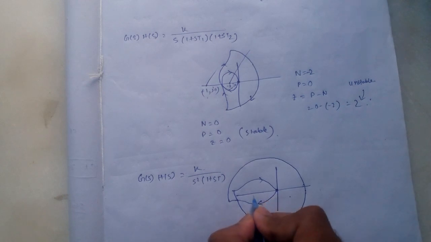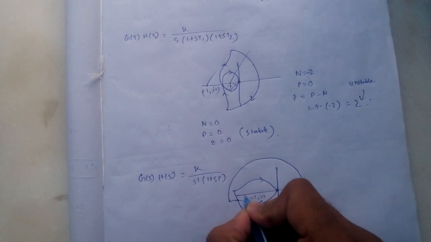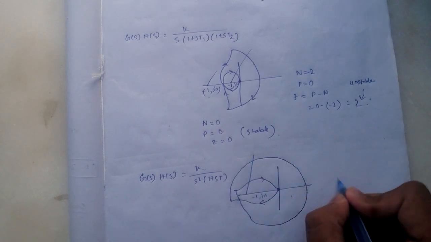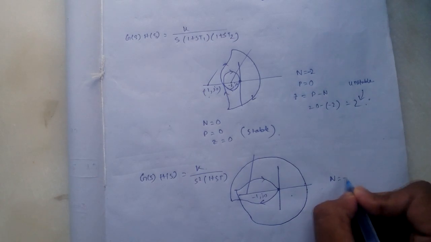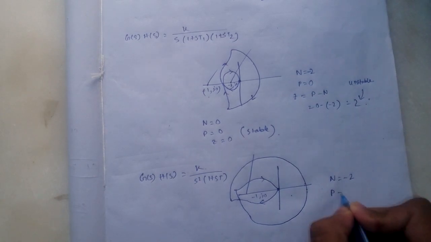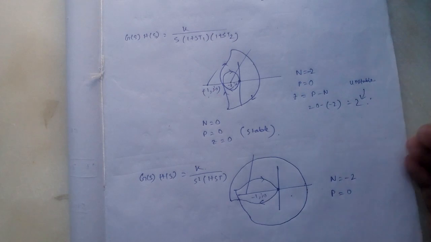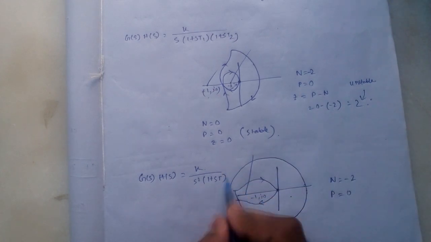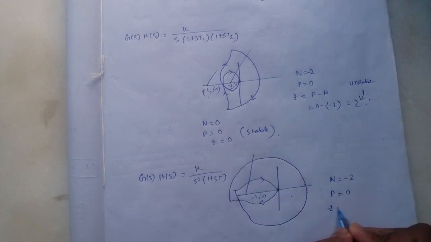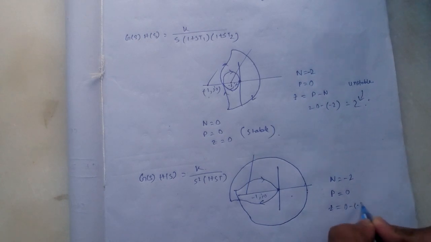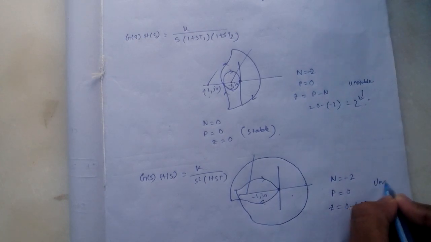This will be the Nyquist plot. Now in this Nyquist plot, wherever minus 1 j0 is, it will definitely cut through 2 encirclements. So here the N value is always minus 2, and poles are 0 as usual, because on the right hand side there is no pole, every pole is on the left hand side. So right hand side zeros will be 0 minus minus 2, that will be 2. The system is unstable.